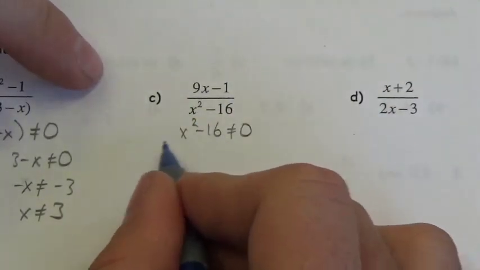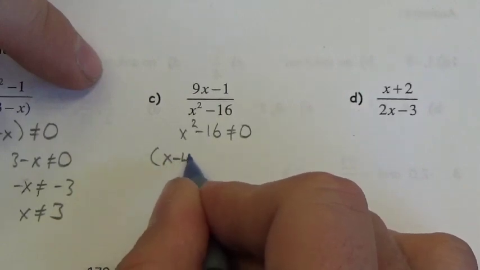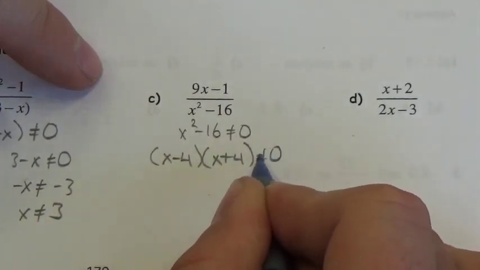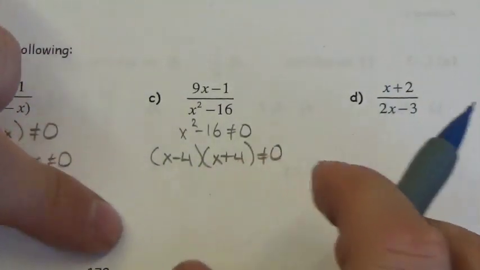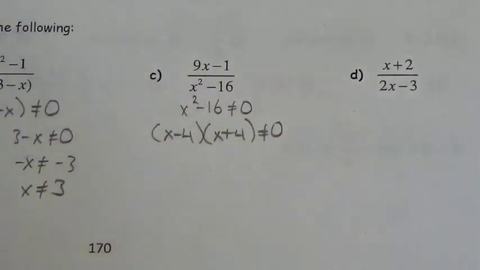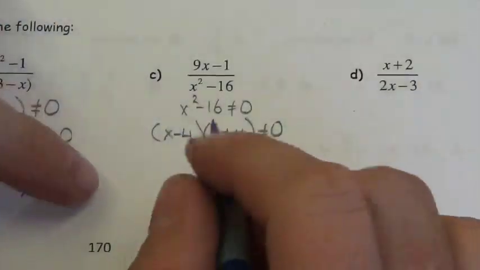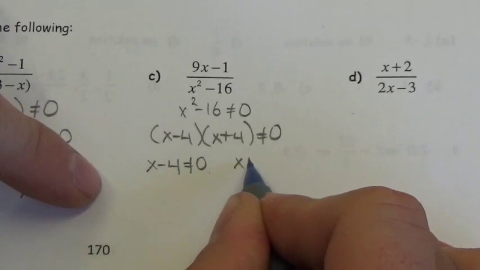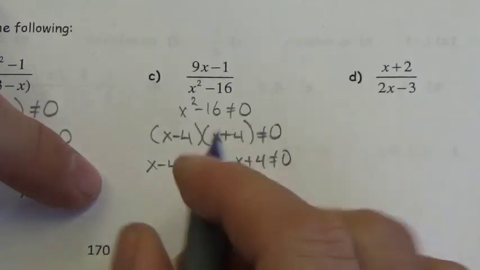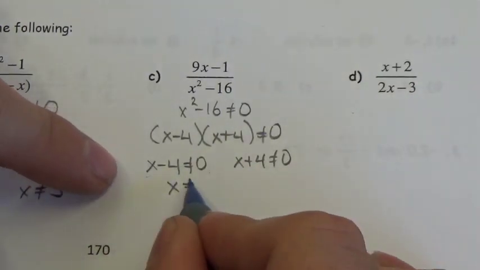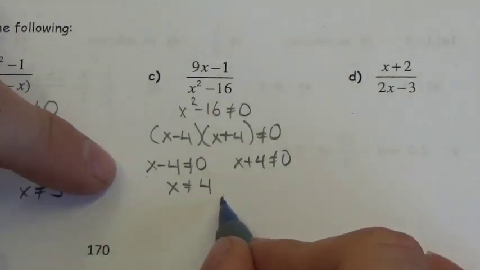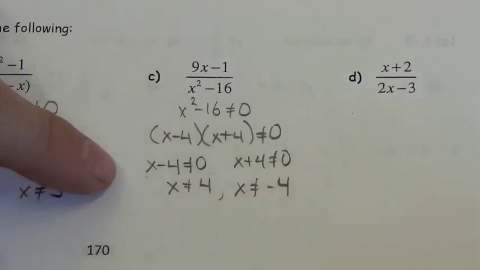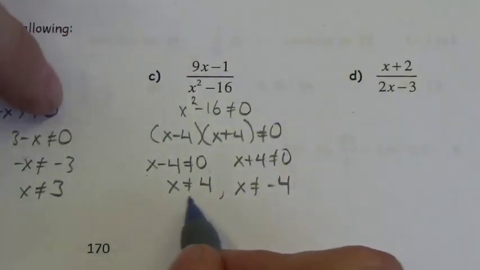I see that this is a difference of squares, so x minus 4 times x plus 4 cannot equal 0. When you've got two factors multiplied together, assuming one of them goes to 0, the whole product goes to 0. So that means I can't allow either one of these factors to go to 0, which means in this case x cannot be allowed to equal 4, and x cannot be allowed to equal negative 4. Those are two non-permissible values.